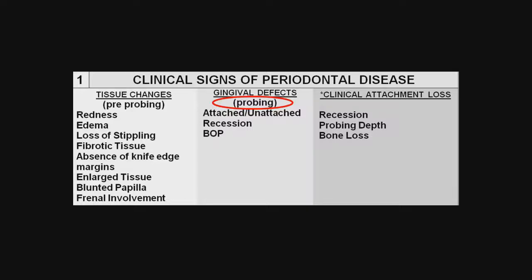The next thing that they want to look at is using the periodontal probe to look for gingival defects. Is the gingiva attached? Is it unattached? Is there recession and bleeding on probing, which will be the next factor that we will look at. We also want to look at clinical attachment loss, and this is recession plus probing depth that gives us some idea of the amount of bone loss.